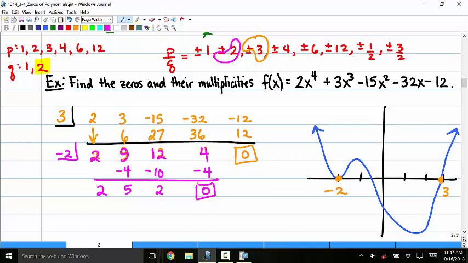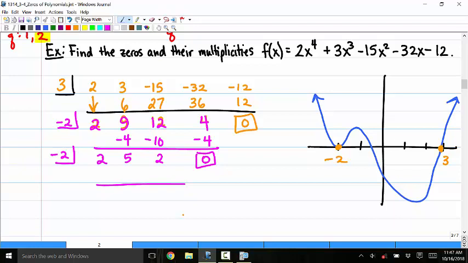Now, it's a 0 of multiplicity 2. It has to have even multiplicity. Why? Because the graph just touched. It didn't cross there. So watch what I can do again. Why can I take it out again? It's multiplicity 2. Drop it down. 2 times negative 2 is negative 4. 1 times negative 2 is negative 2.